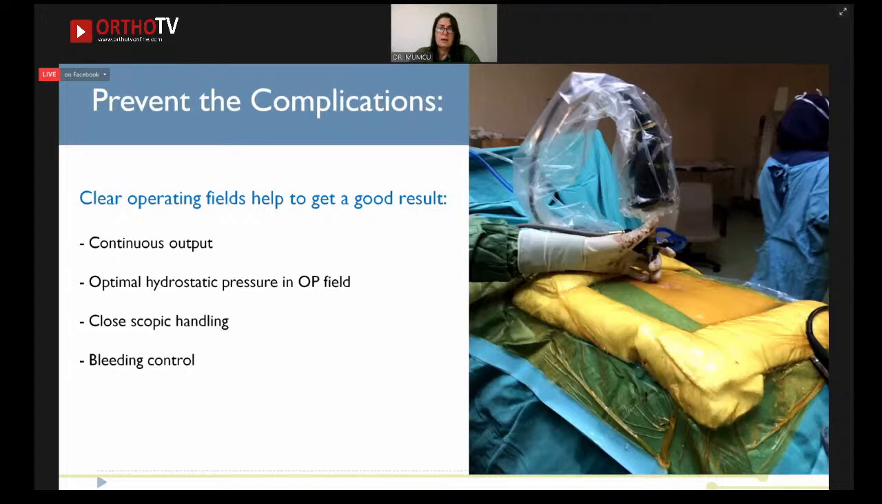If you want to get a good result, outflow should be continuous. At the same time, your surgical view should be clear. The scopic hand can be moved in all directions. If you go deeper and closer to pathology, you can reach a clear vision. That is important.